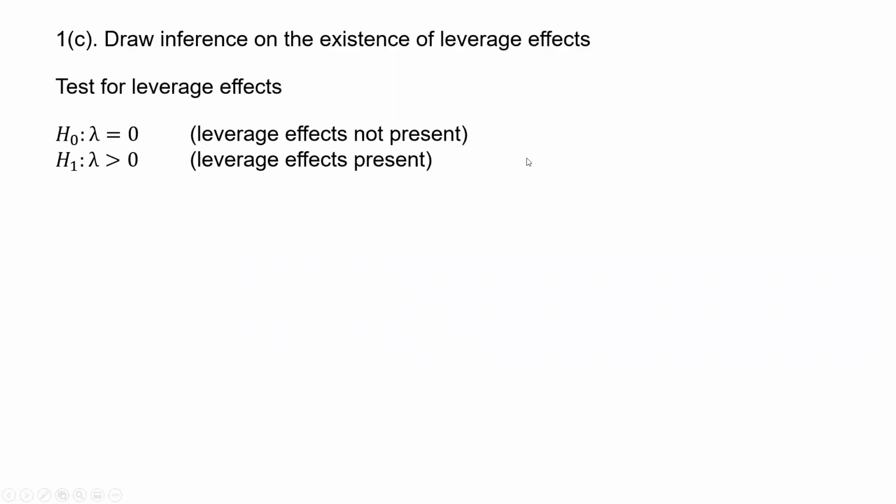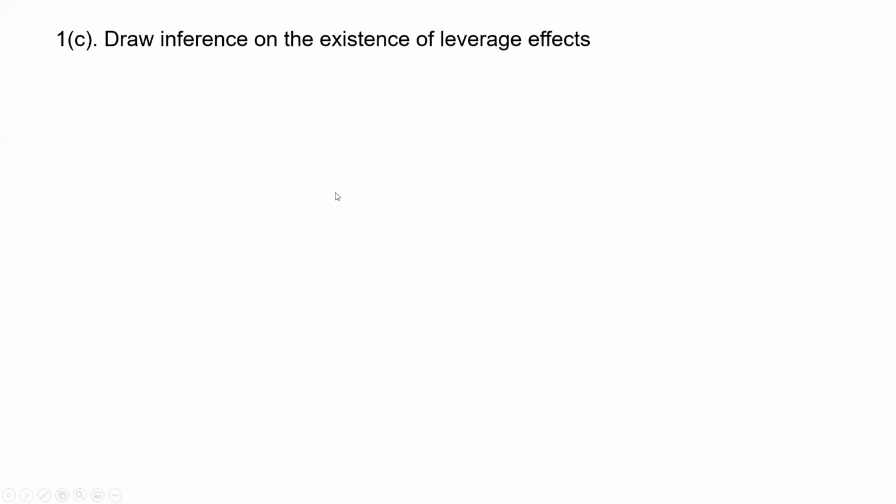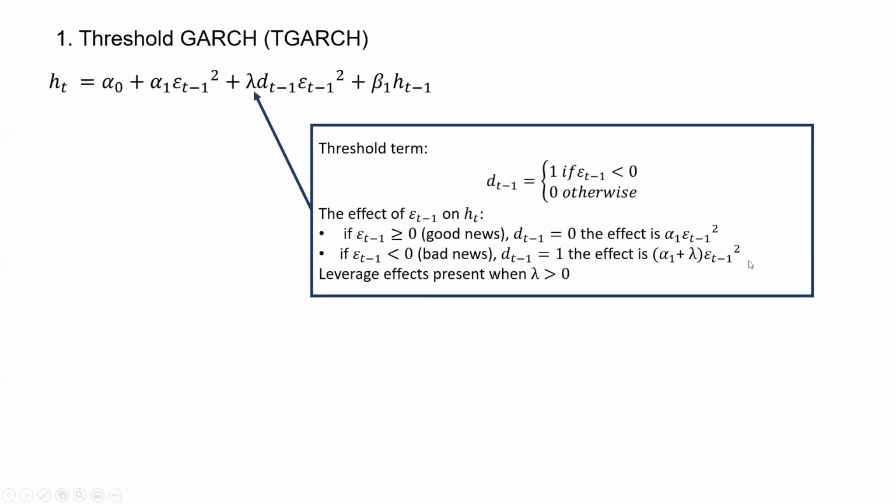Now, next, we're going to infer on the existence of leverage effects. These leverage effects will be tested, as I mentioned before, with that term lambda. So if lambda is found to be significant and positive, right? You guys remember the conditions. Let me go back here real quick.